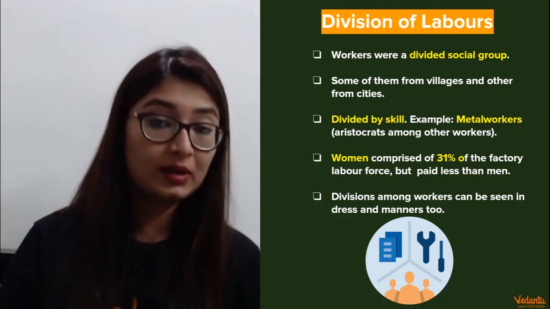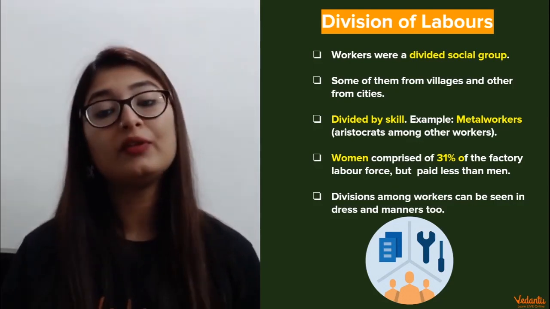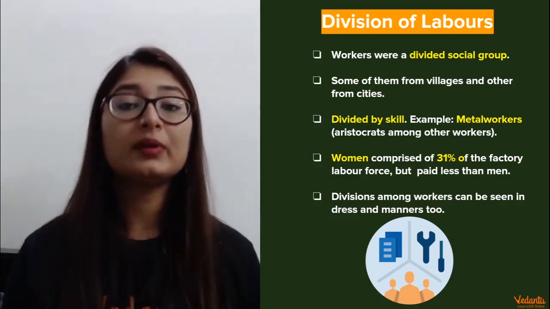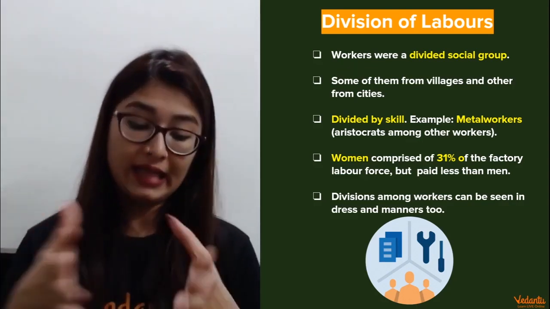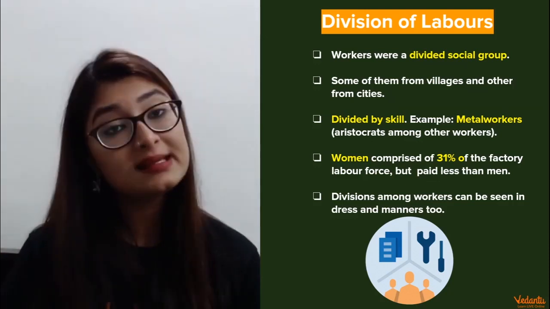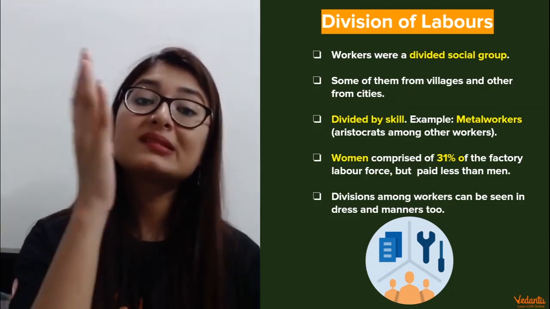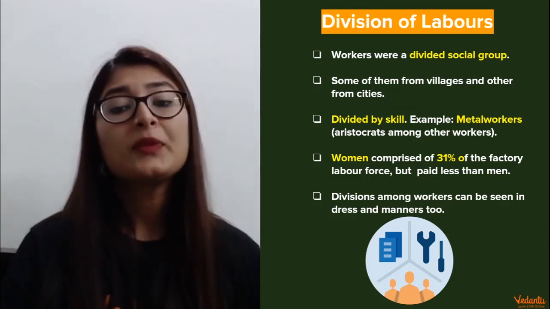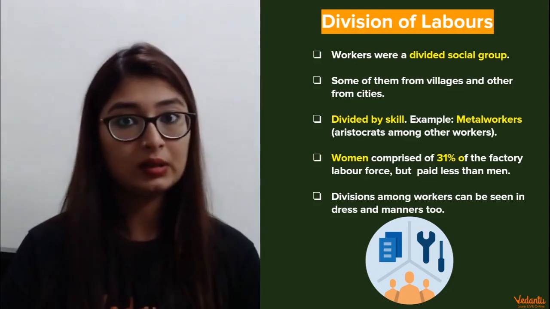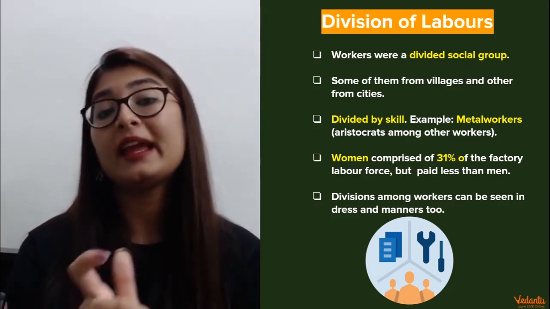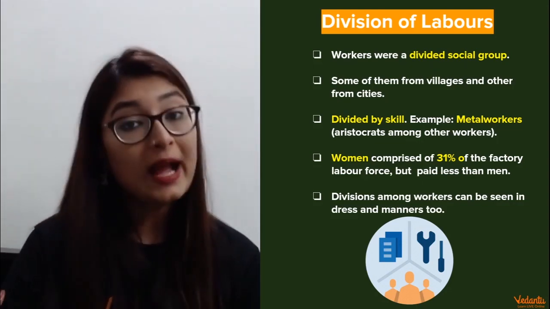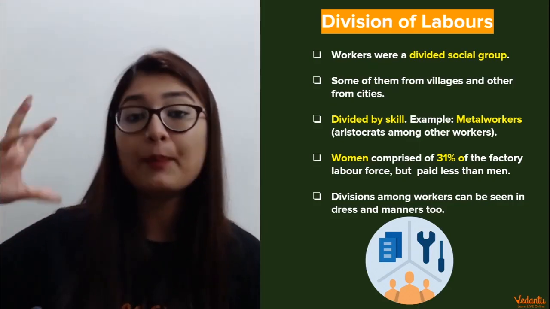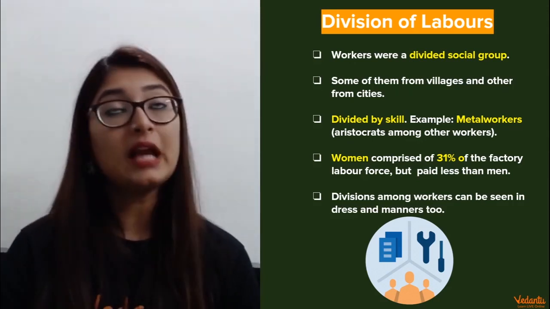And who were these laborers? Most of them were from villages, and a lot of them were also from cities already. Now these laborers had multiple differences among them. This division, as I told you, was done on the basis of their knowledge and their skill, like the metal workers and the cotton textile workers. Now these metal workers were like the aristocrats among the workers. Why? Because they used to receive more wages, more money, and were comparatively in a better condition than the other laborers.